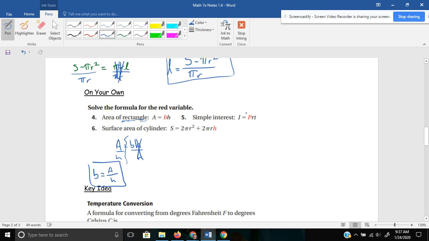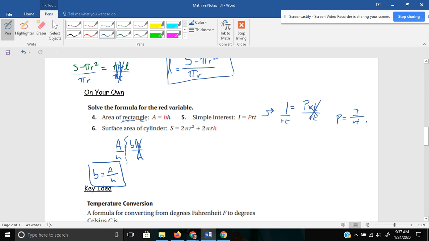For number 5, simple interest, we're solving for P. We start off with interest equals principal times rate times time, is what those stand for. I want to solve for P, so in the end I want it to say P equals something. Right now, P is being multiplied by R and T. To undo that, I would divide by R and T on both sides, which cancels. And then I'm finished. P equals interest divided by rate times time.